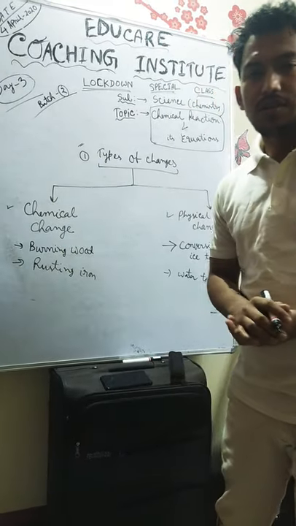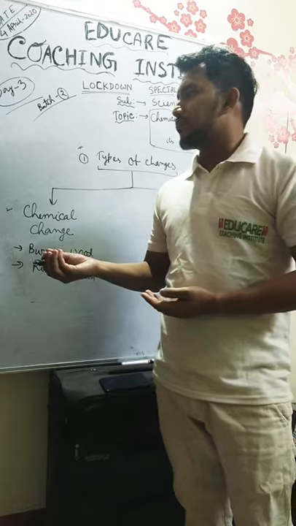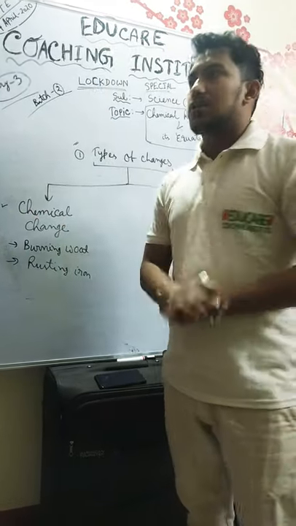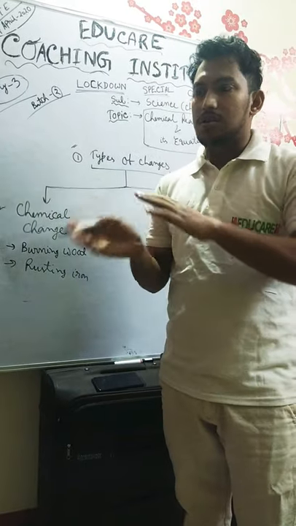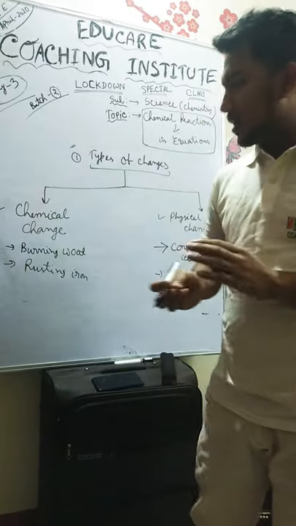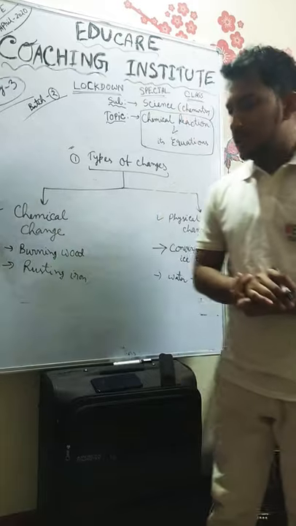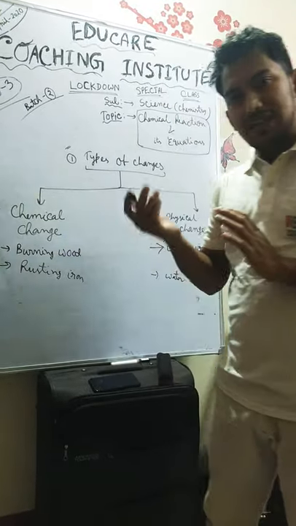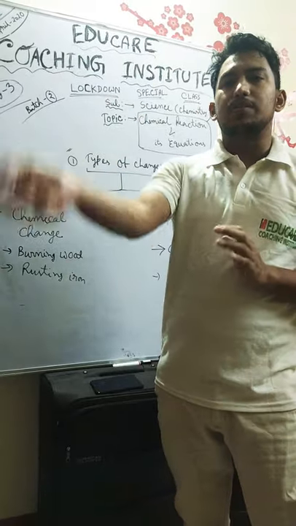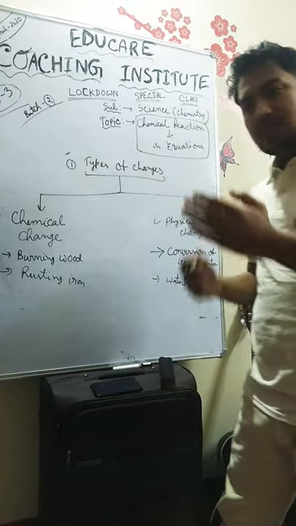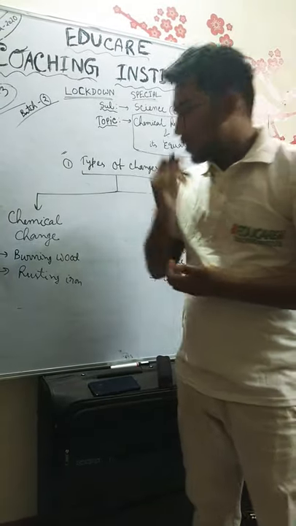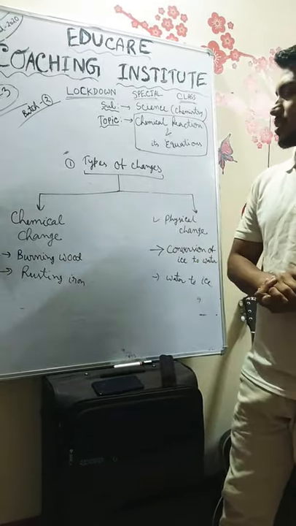Rusting of iron. If we keep an iron piece in water vapor or in the atmosphere, it will get corroded. This process is called rusting of iron. But that rusted iron cannot be reverted back to its origin, that new iron piece which was not rusted. So these are some chemical changes.